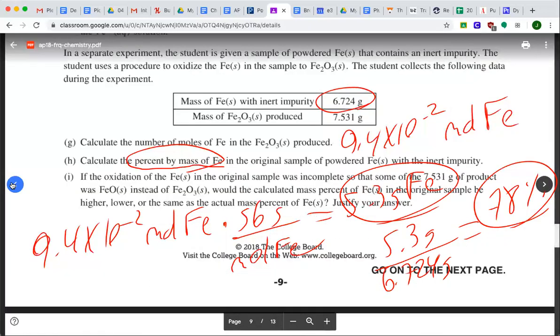Yeah, that's good. Okay, and so that's that. And then part I here.